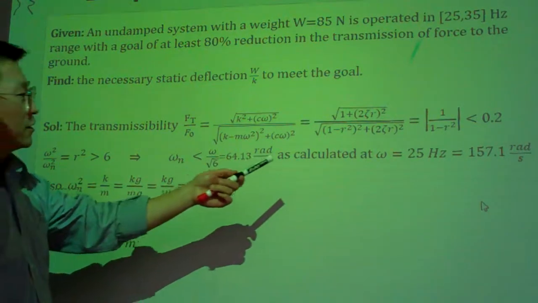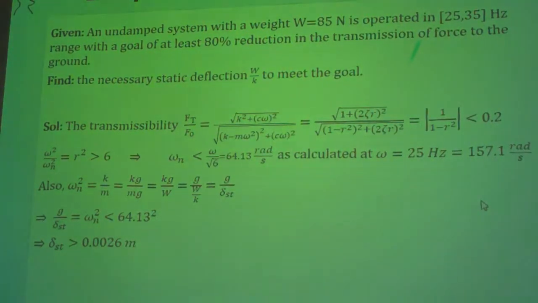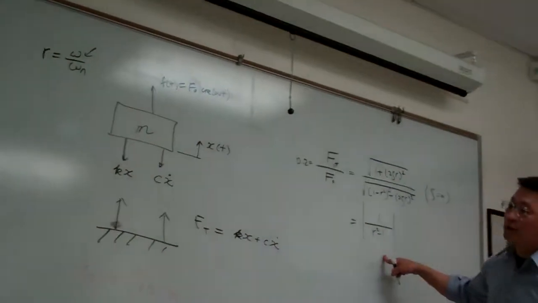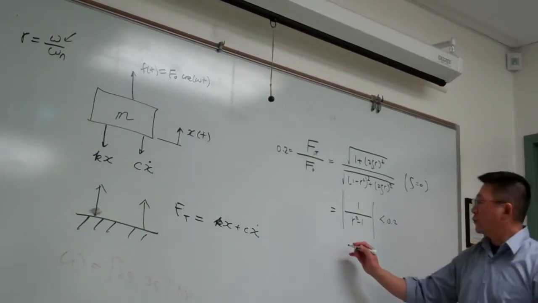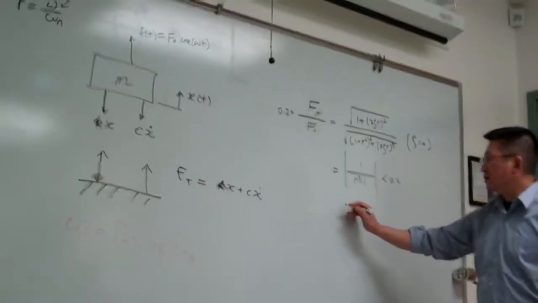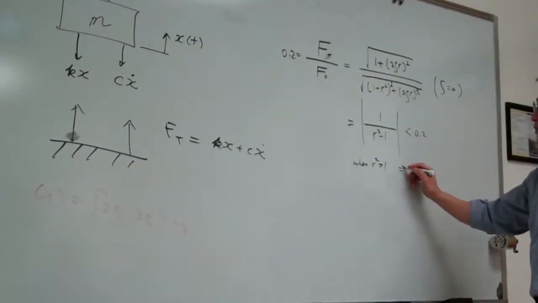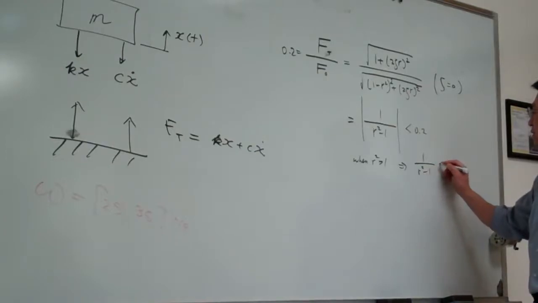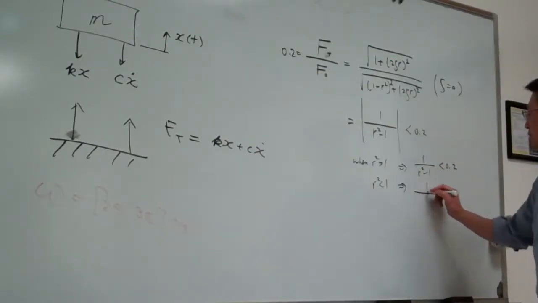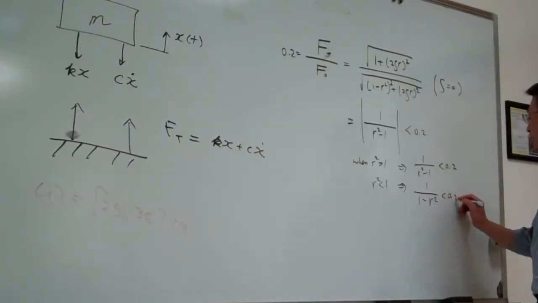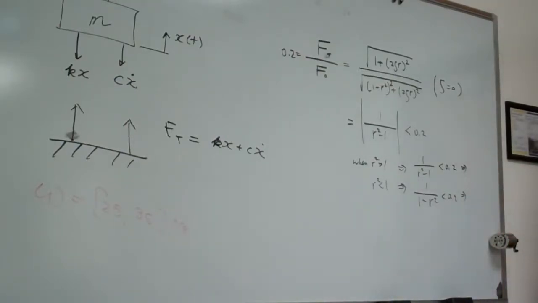Okay. Do you know how to solve for this? We can do it. So for this one, we're asking this to be less than 0.2. Okay. So when you solve for it, we have two possibilities. When r is greater than 1, then basically r squared minus 1 is less than 0.2. When r squared is less than 1, then that means 1 minus r squared is less than 0.2. So we simply solve for the two conditions individually.